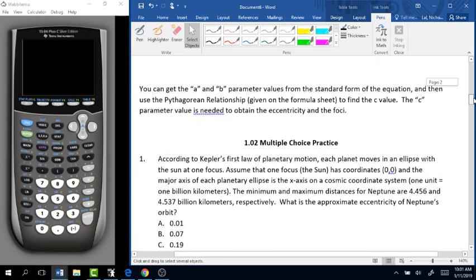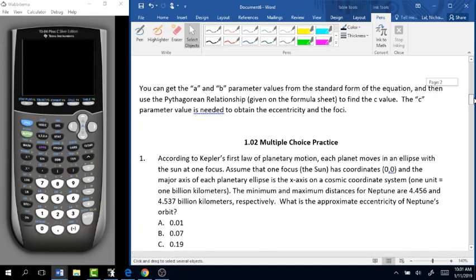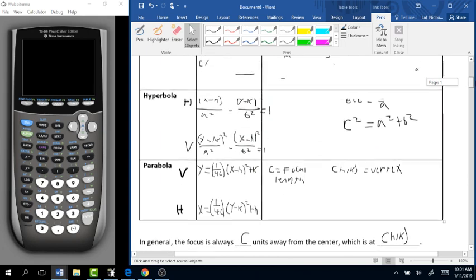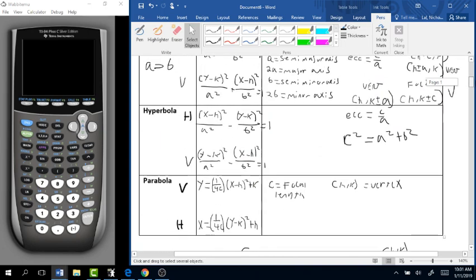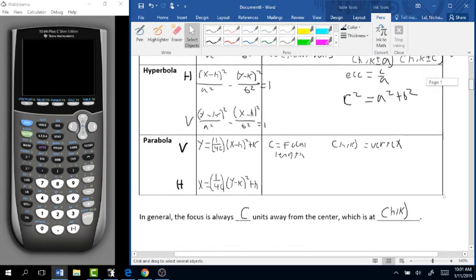You can get the A and B parameter values from the standard form of the equation, and then use the Pythagorean relationship to find the C value. The C parameter is needed to obtain the eccentricity and the foci. So going back up just for a second. And then going back down.